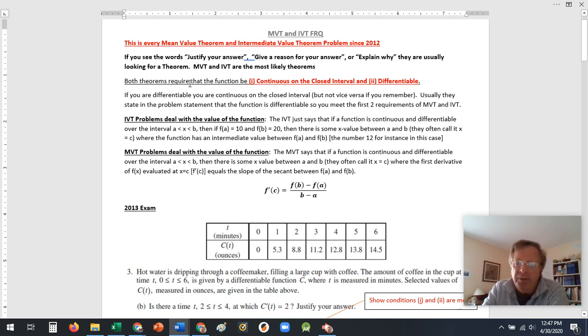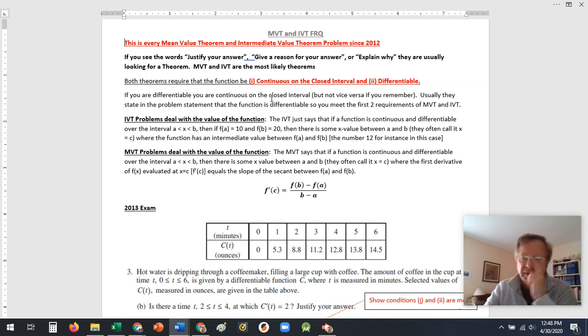There are two theorems. They both require three things. First, the function's got to be continuous on a closed interval, and it's got to be differentiable. So you're going to have to prove that before you can say you're using these theorems. Now, if you remember, if you're differentiable, you're continuous, but not vice versa. You can be continuous, but not differentiable. Think of an absolute value function. Looks like a V, right? It's continuous. You can draw it without lifting your pencil, but it's not differentiable because it's got a quick slope change from one side of the V to the other side of the V.